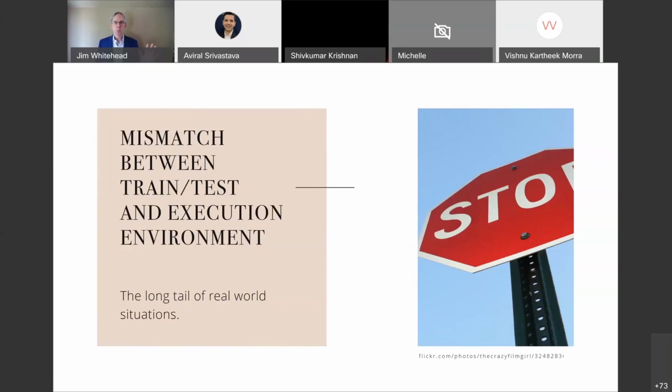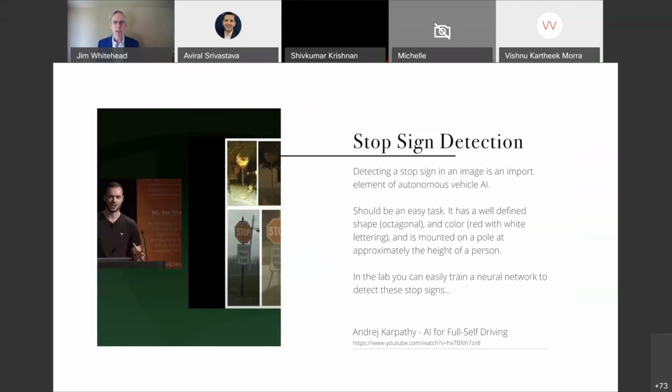Okay. So you have your AI model, you've gone ahead and deployed it out into the real world. A very common situation that can occur is mismatches between what you've actually trained on and what actually exists out in the real world. I'm going to borrow a problem that I learned about from Andrej Karpathy, an engineer working on autonomous vehicles. He just recently gave a talk about AI for self-driving. And one of the problems he talked about in this presentation, the link is on the slides, is the problem of stop sign detection.